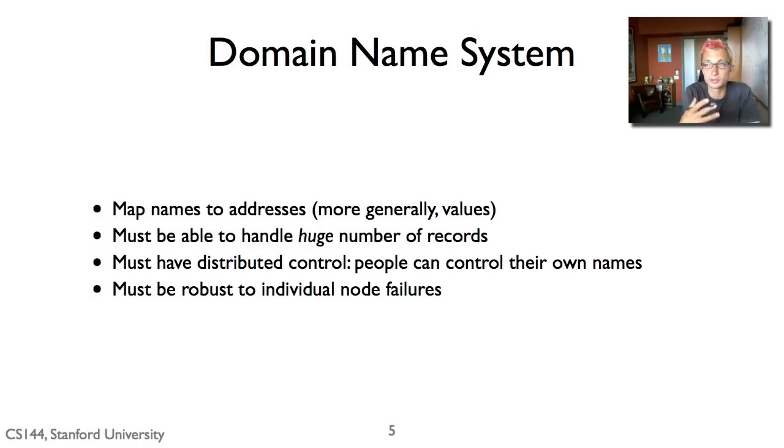Furthermore, we'd like to have distributed control. One of the problems with host.txt is there's this single centralized repository. It should be that we can say, this set of names, you can manage them. This other set of names, you can manage them. So Stanford, you can manage names under Stanford, but Amazon, you can manage names under Amazon. Furthermore, we'd like this system to be robust to individual node failures. It shouldn't be that if one node goes down, the entire domain name system comes down. Because if that's the case, then suddenly we can no longer map names to addresses, and lots of things would grind to a halt. So we want to be robust.